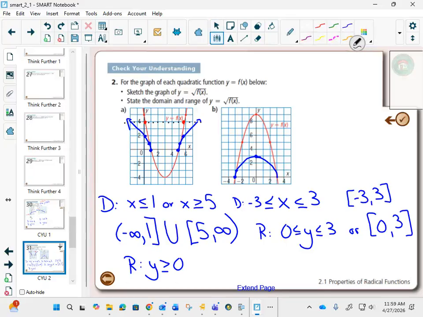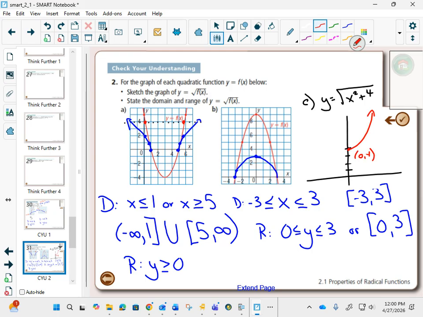What happens if you have something like this? I'm going to add a part C. I'm going to get you to graph y equals the square root of x squared plus 4. So if you have the equation and not the graph, the first thing you do is you draw the inside graph. What does x squared plus 4 look like? Parabola, shifted up 4 units. 1, 2, 3, 4. I'll draw it in red to be consistent. It would have 0, 4 and be a parabola that opens up like this, right?